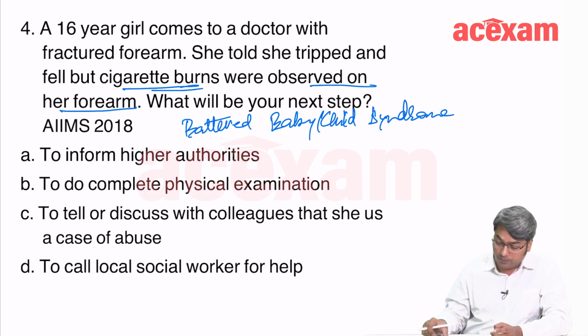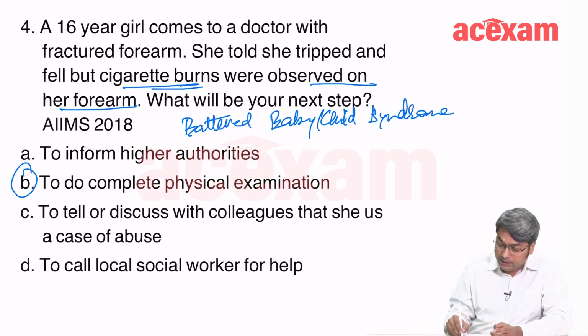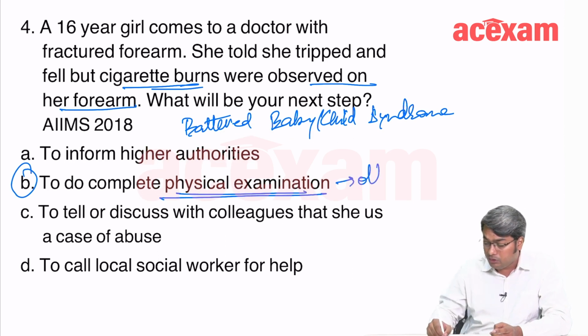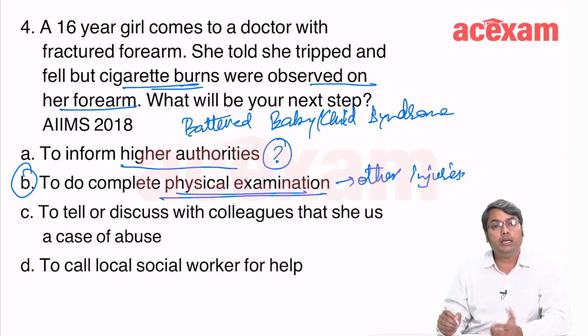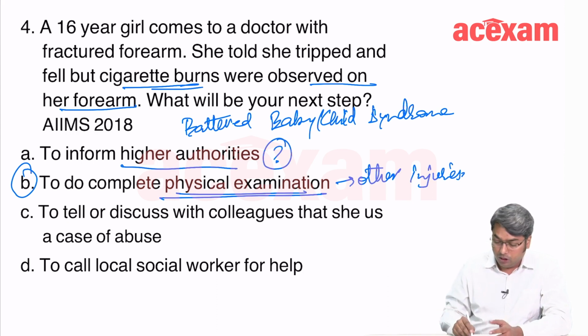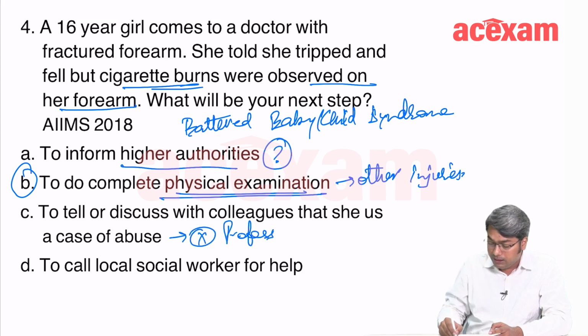The doctor has to do a complete physical examination to establish other injuries as well. That needs to be done. To inform higher authorities, why? Because there is no indication here. That need not be done. To tell or discuss with a colleague that she is a case of abuse: this should not be done because professional secrecy has to be maintained.